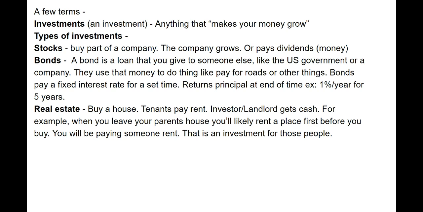A bond is a loan that you give somebody else, like the US government or a company. So they use that money to do things like pay for roads or expand their business. Bonds pay a fixed interest rate for a set time, usually some number of years. And then real estate is you could buy a house and then rent it out to tenants, and the tenants will pay you, and that is part of your income from your real estate.